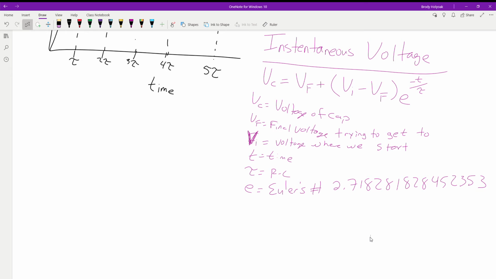Okay, one other thing that we have here. This is our base instantaneous voltage equation. We can always use this one. We do have a couple others depending on our situation that we can use.